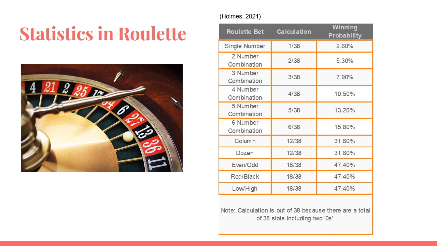Similarly, in this table, we can see a number of combinations on the numbers or the colors that can increase our chance of winning. It should be noted here that the calculation is out of 38 because there are a total of 38 slots, including 2 zeros.